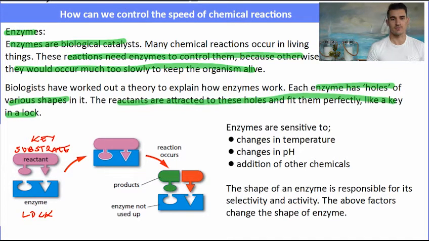Enzymes, because they're biological, are very sensitive to changes in temperature, changes in pH, and the addition of other chemicals. And their selectivity is based upon their shape, that they only allow a certain substrate to come into the enzyme for a reaction.